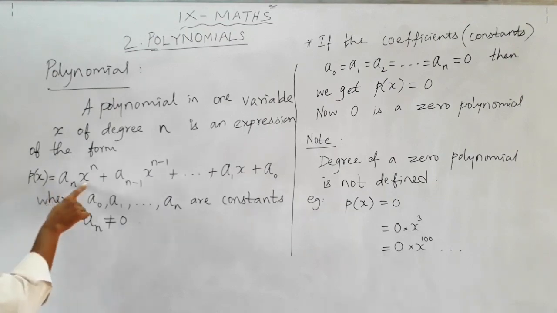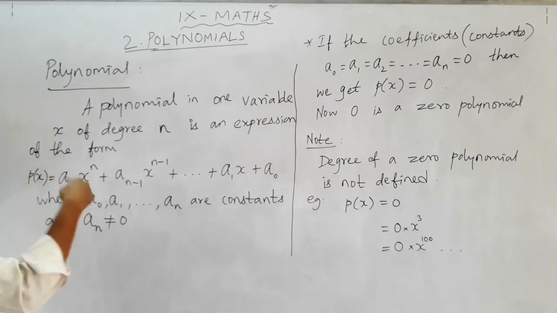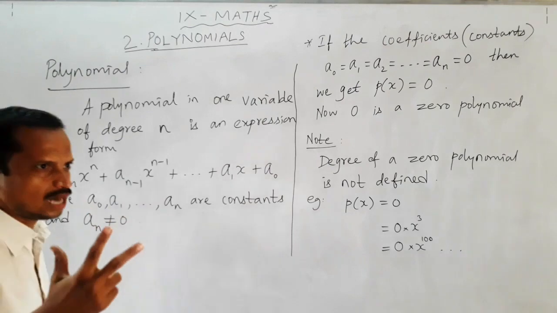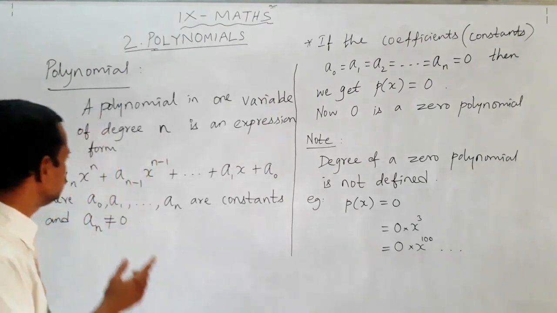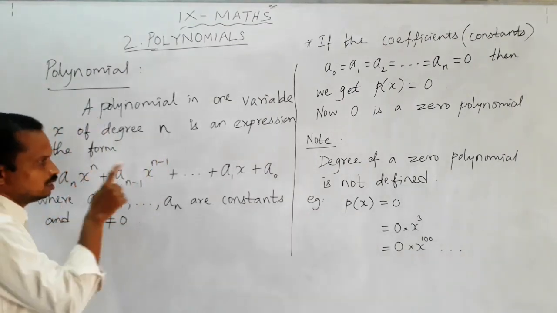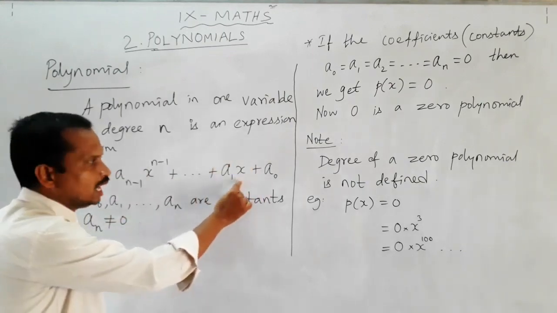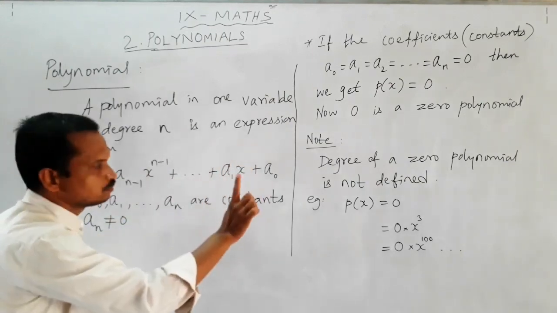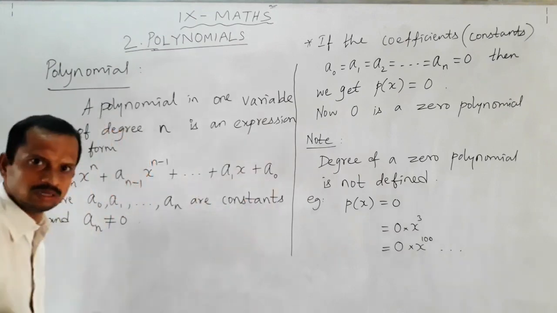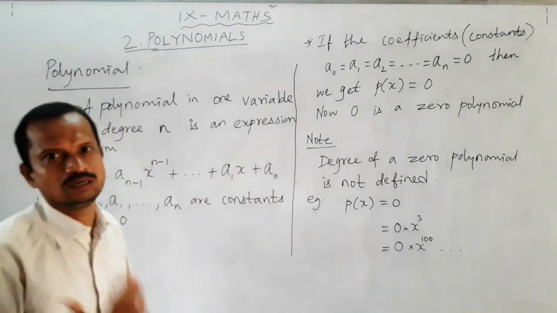An means which is the coefficient of x power n. So x power n is the highest power. Here you see, here the power is n, here n minus 1. So the power is descending. Here you see a1 x, that means x power 1. So here a naught means what? That is the constant without variable.